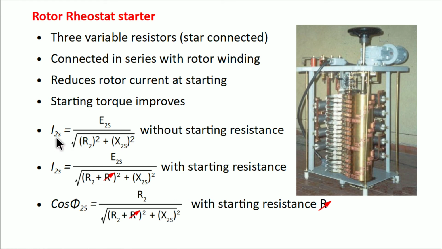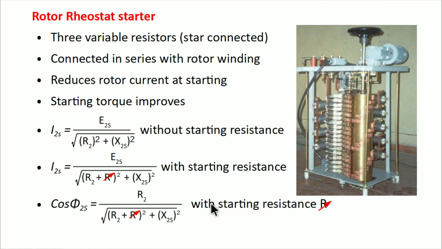So normally the rotor current equation at the time of starting is E2S over square root of R2 square plus X2S square. This is without the starting resistance. If starting resistance R, which is variable shown here, is added to each phase, then the starting current each phase is E2S over square root of (R2 plus R) square plus X2S square. And the power factor also changes. It is (R2 plus R) over square root of (R2 plus R) square plus X2S square, with starting resistance, variable resistance R added in the circuit.